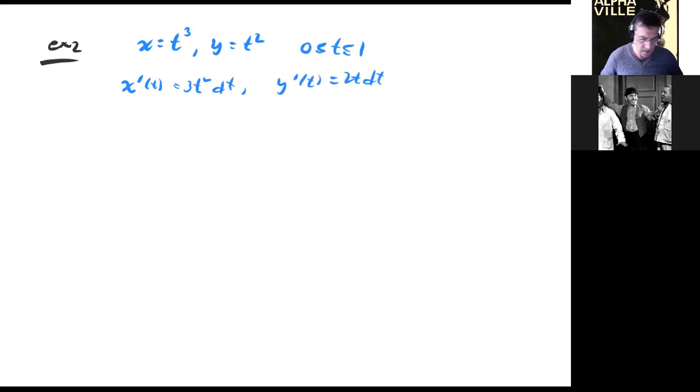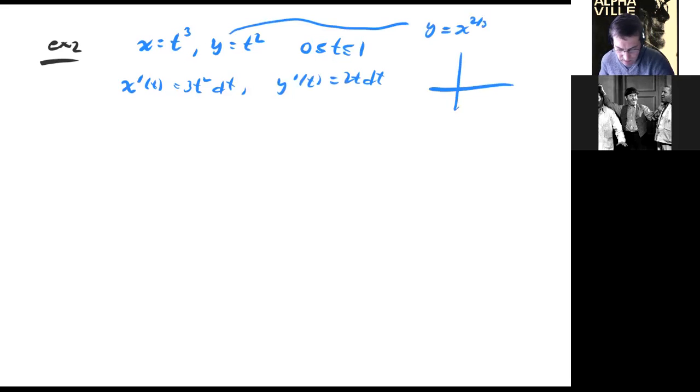Okay, so by the way, this curve can be viewed as y equals x to the 2/3 if you do the substitution. So that's a curve that looks something like this, between 0 and 1. So we're going to rotate it around to get a surface of revolution. It looks like the part of a horn or a bugle.